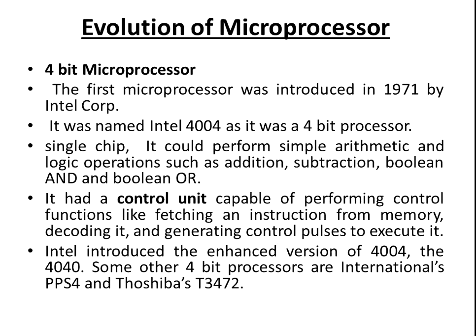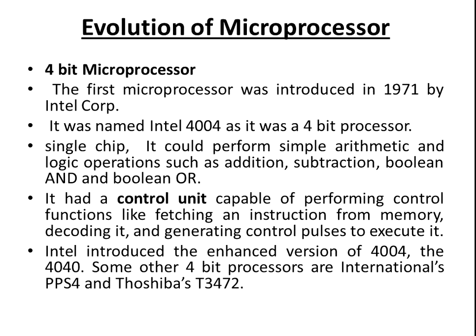The first microprocessor was introduced in 1971 by Intel Corporation. It was named Intel 4004. It was a 4-bit microprocessor on a single chip. It could perform simple arithmetic operations like addition and subtraction and logical operations like Boolean AND and Boolean OR. It had a control unit capable of performing control functions like fetching an instruction from the memory, decoding it, and generating control pulses to execute it.